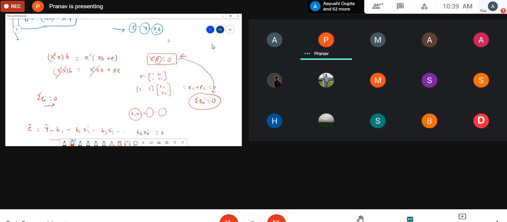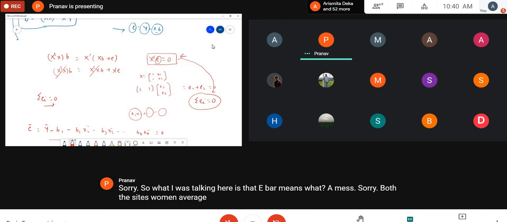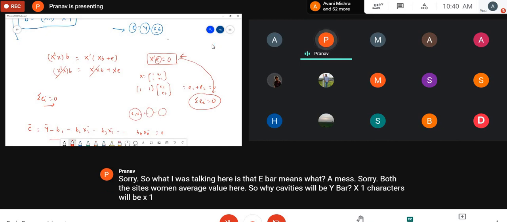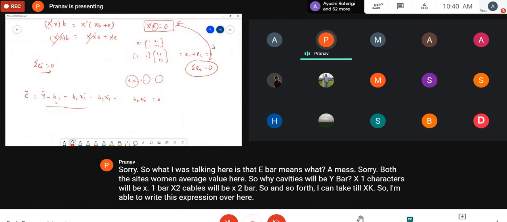Okay, sorry. So what I was talking about here is, e bar means what? अब मैंने both the sides में average value लिया है. So y का average will be y bar, x1 का average will be x1 bar, x2 का average will be x2 bar, and so on so forth. I can take till xk. So I'm able to write this expression over here. And this whole term going to 0 means what?